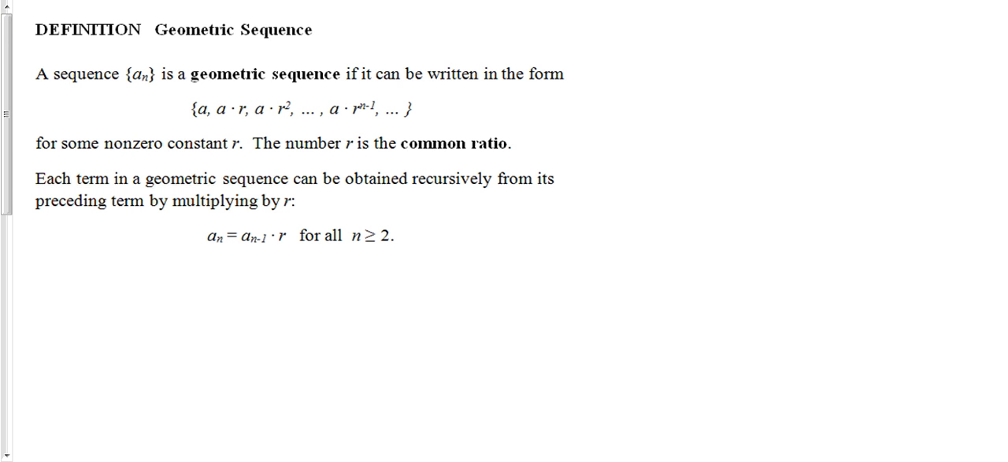Each term in a geometric sequence can be obtained recursively from its preceding term by multiplying by r. So a_n is equal to a_(n-1) times r for all n greater than or equal to 2. This is one of the sequences that's defined recursively. In order to find a term, I need to know the value of the term before it. For instance, if I want to find the a_4 term, I need to know the value of the a_3 term. I multiply it by r, the common ratio, and I can find a_4.